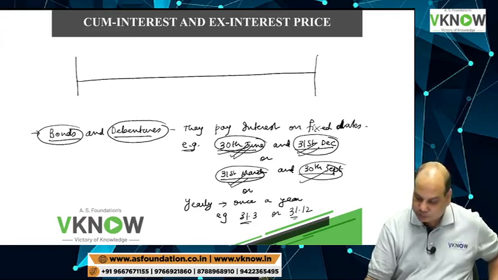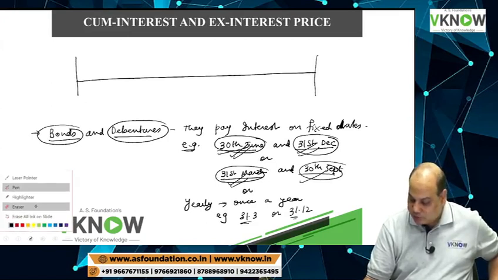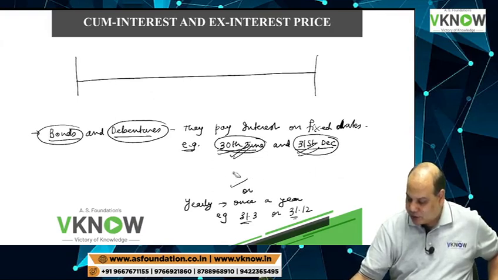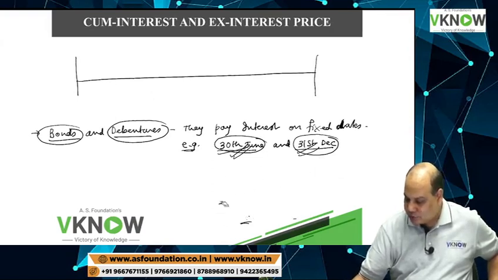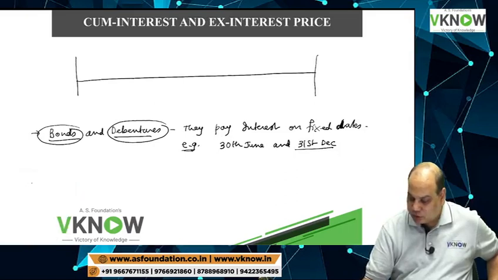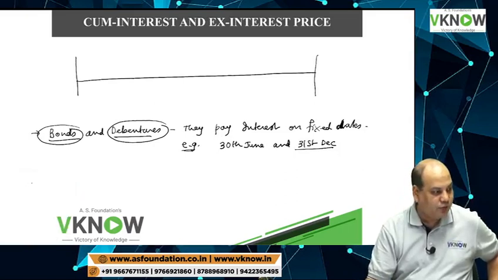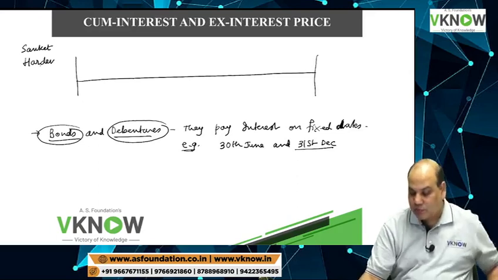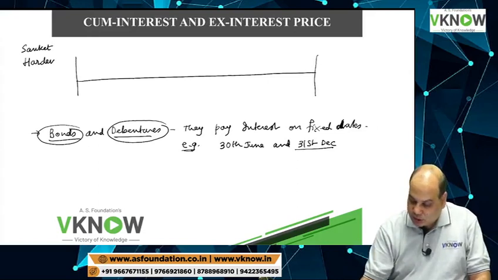Is it right? Then your query will be, why are we discussing all this? Now you understand the logic. Because unless you know the background, logic will not help you. There are two friends. One is Sanket and one is Hardev. Sanket and Hardev are two friends.